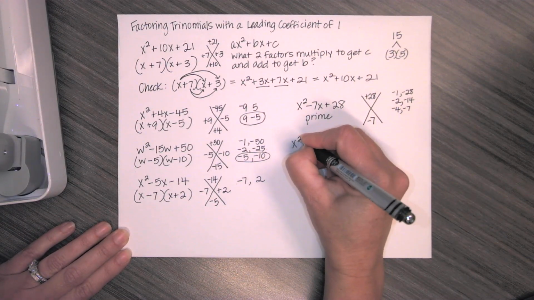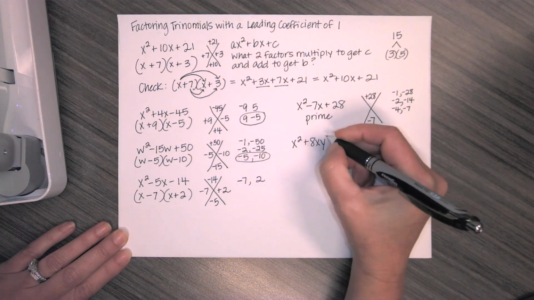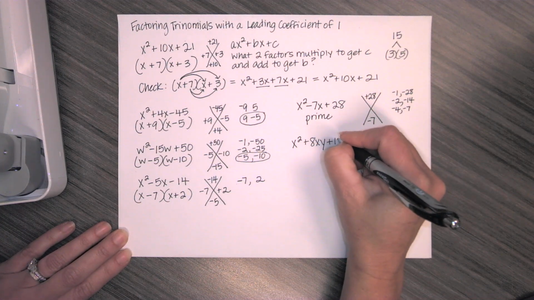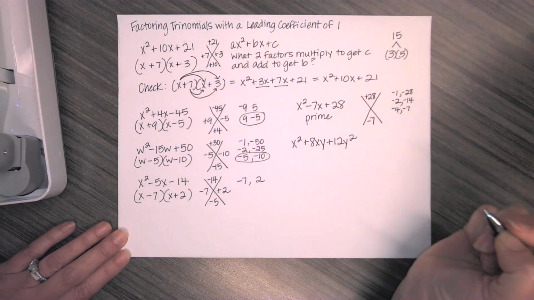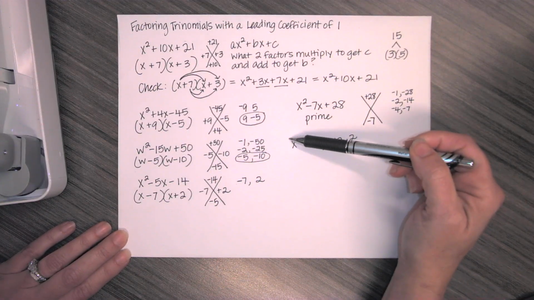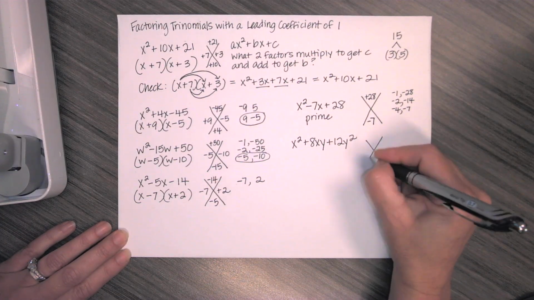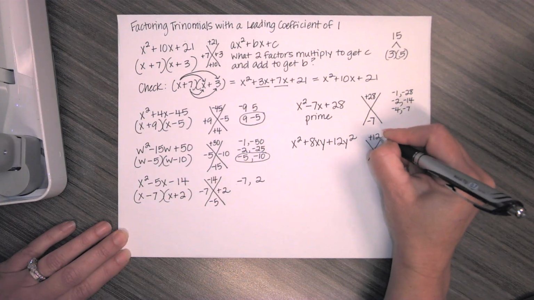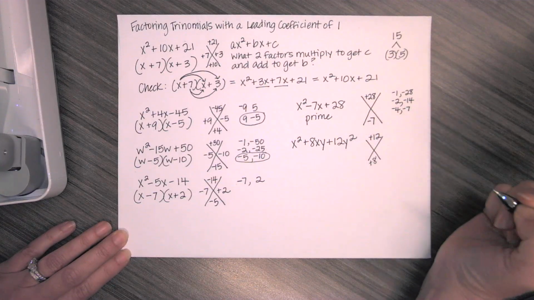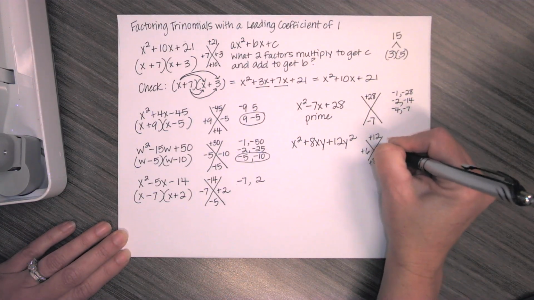All right, now this one is going to look a little different because in addition to x's, it's also going to have some y's in it. But essentially we do it the same way. It has a leading coefficient of 1. We're still looking for factors of positive 12 that add to get positive 8. And those would be positive 6 and positive 2.